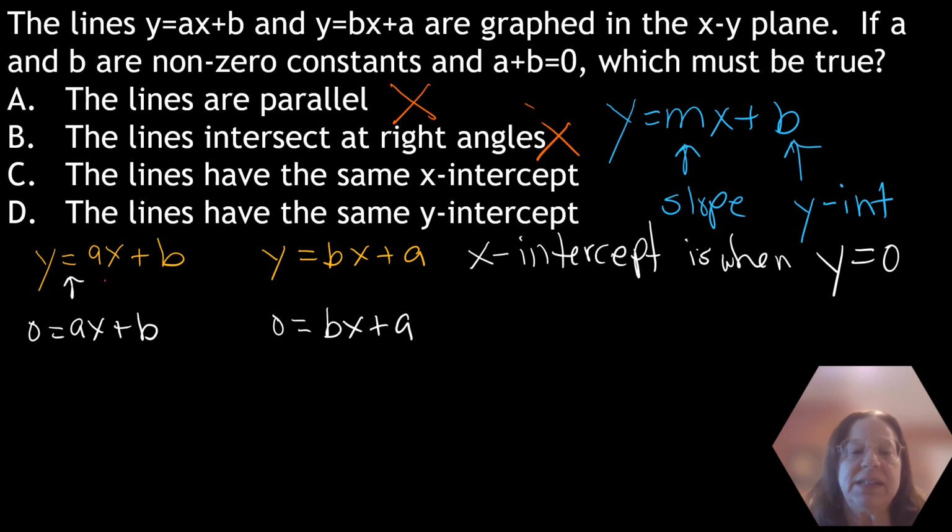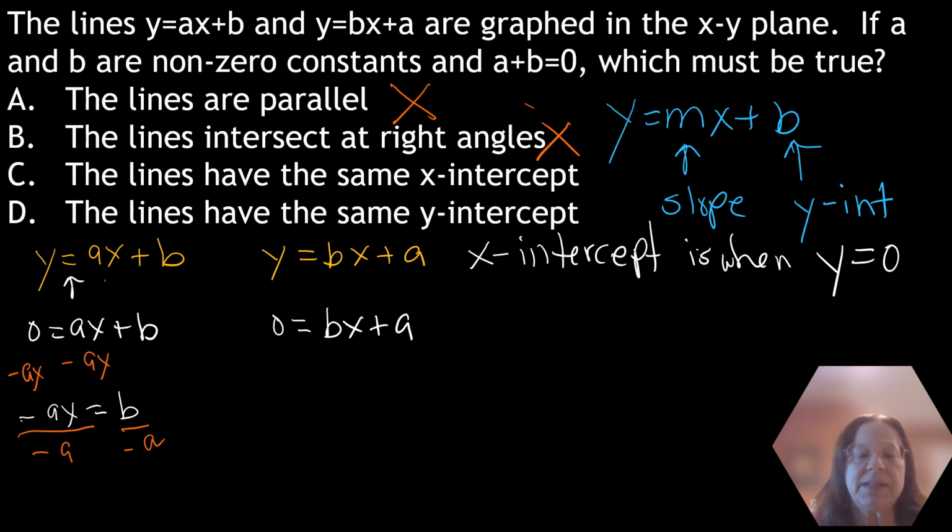Let's look at C. The lines have the same x-intercept. The x-intercept of any line is where y is equal to 0. So let's look at the first one, y equals ax plus b. That's the first line. So we'll set y equal to 0 to find the x-intercept, so 0 equals ax plus b. Subtract ax from both sides, and you get minus ax equals b. Divide both sides by minus a, and you get b over minus a. So x equals b over minus a.